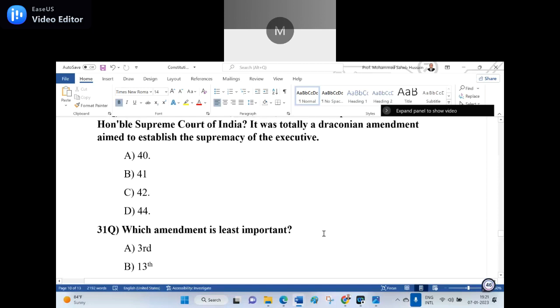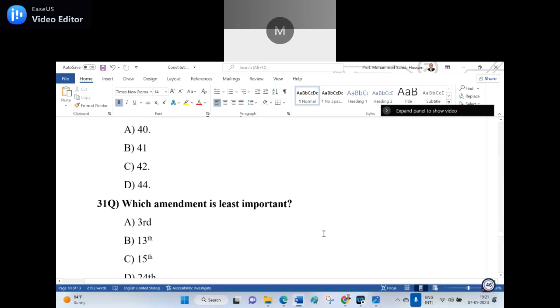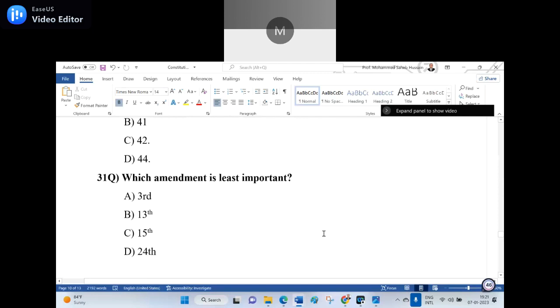Now let us go to the 31st question. Which amendment is the least important? A. Third Amendment. B. 13th Amendment. C. 15th Amendment. D. 24th Amendment.